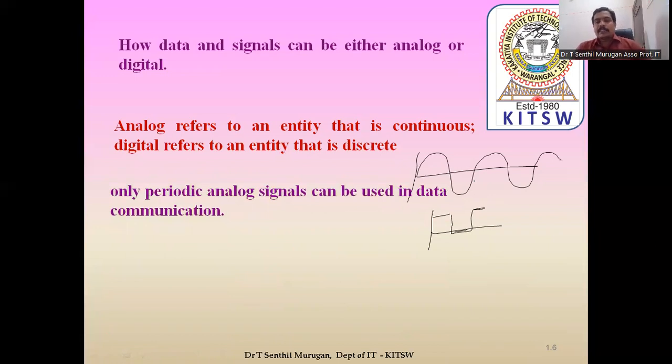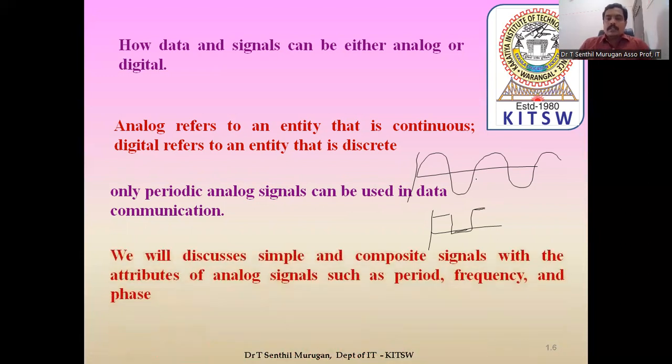Only periodic analog signals can be used in data communication. Signals may be classified into periodic signals and non-periodic signals, but while we are transmitting in the medium, only periodic analog signals may be transmitted. Simple signals and composite signals are there; those signals we will discuss in the classroom discussion topic. What are the attributes related to the analog signal? What is the period of the analog signal? What is the frequency of the signal? And what is the phase of the signal? Those we will discuss under the periodic analog signal concept.